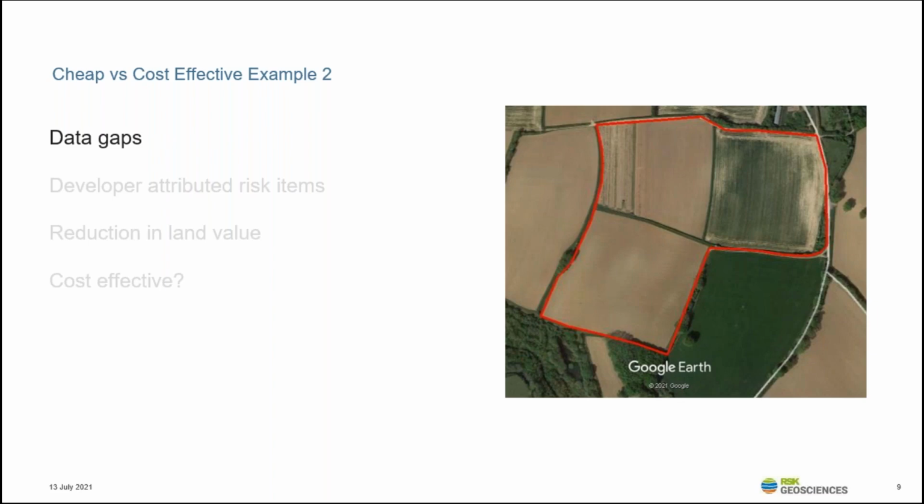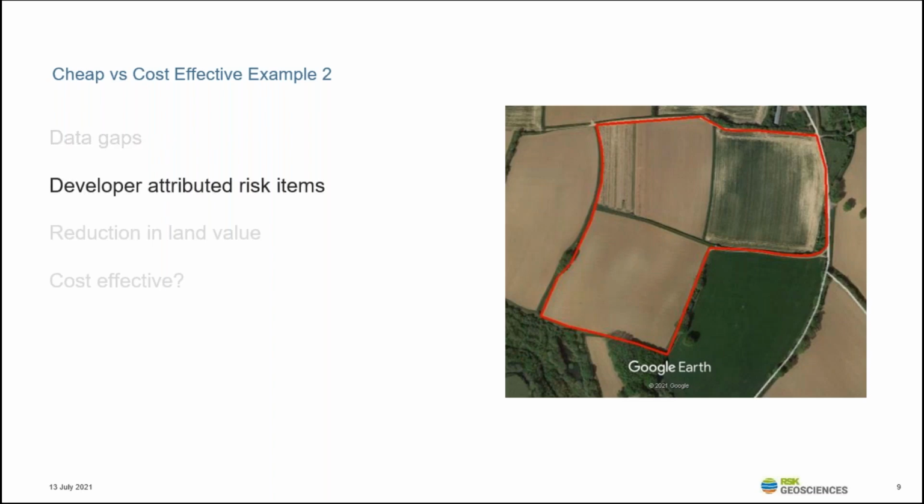So as we said at the top, why is this investigation cheaper? Well, maybe there were fewer exploratory holes, maybe there was less testing, and maybe there was less interpretation. All of this is going to essentially lead to data gaps.